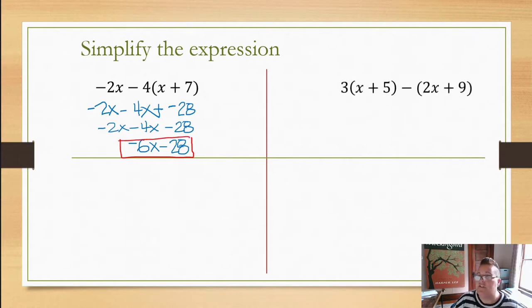What do we do when there's two sets of parentheses? We just do them one at a time. So again, I'm going to go back with the blue color here. Distributing the 3, I'm going to have 3x plus 15. That's 3 times x and 3 times 5. I'm going to write this as a minus 1 so that when I distribute that, I have a minus 2x plus a minus 9.